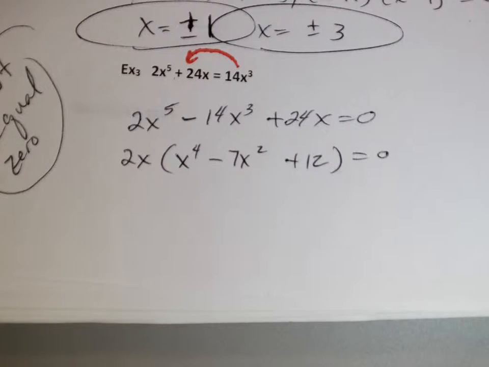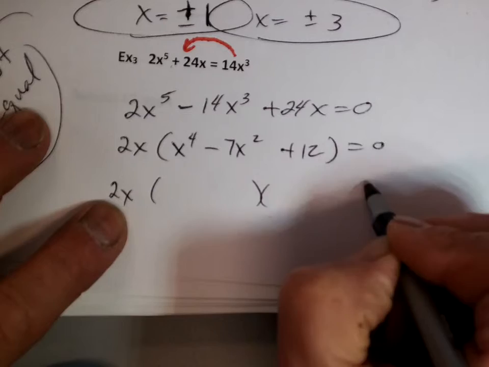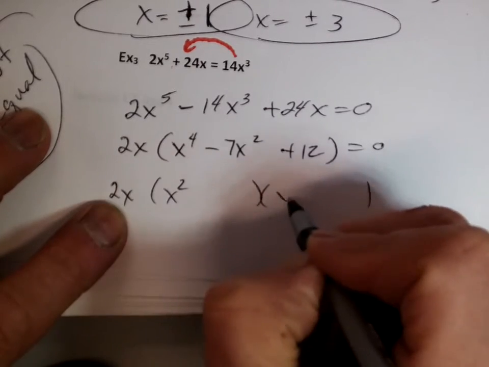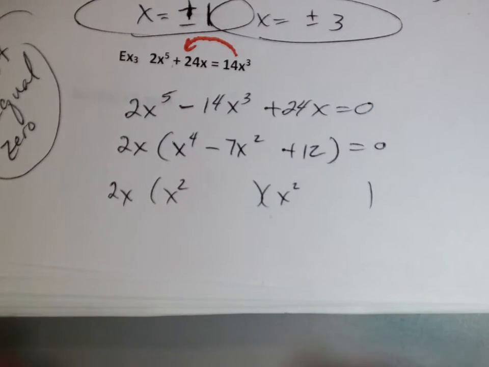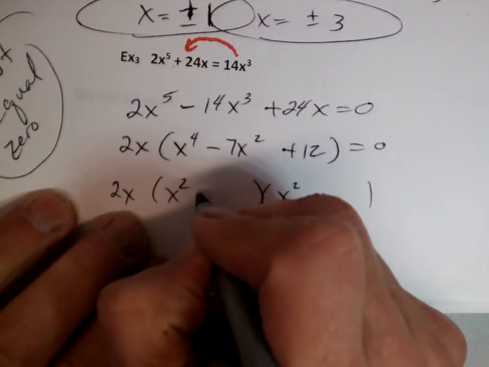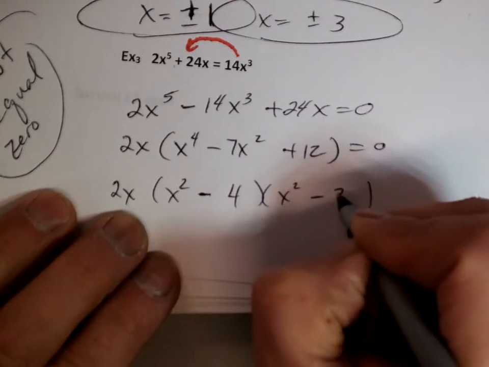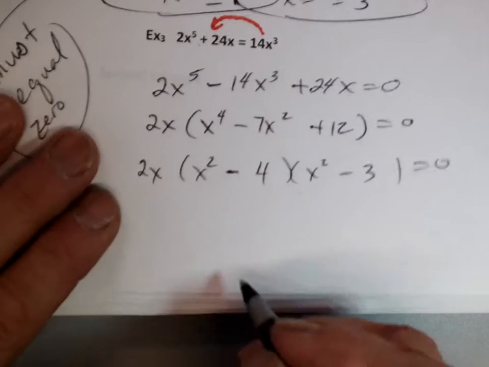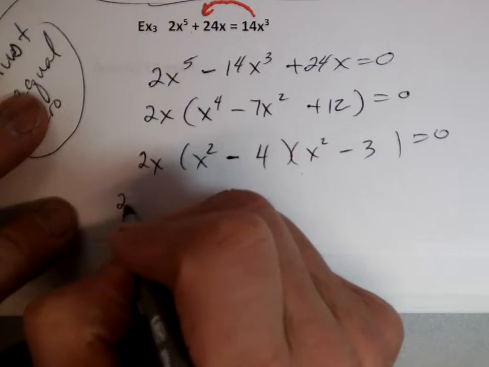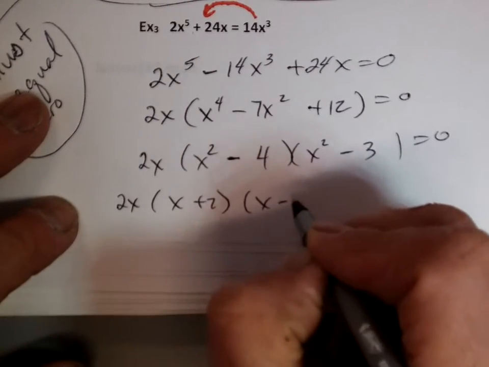So far, so good. 2x, and I'm going to make this an x squared and an x squared, right? You guys okay with that? And then I'm going to have, how about a negative 4 and a negative 3? Okay. All right. I'm going to get x plus 2, x minus 2.